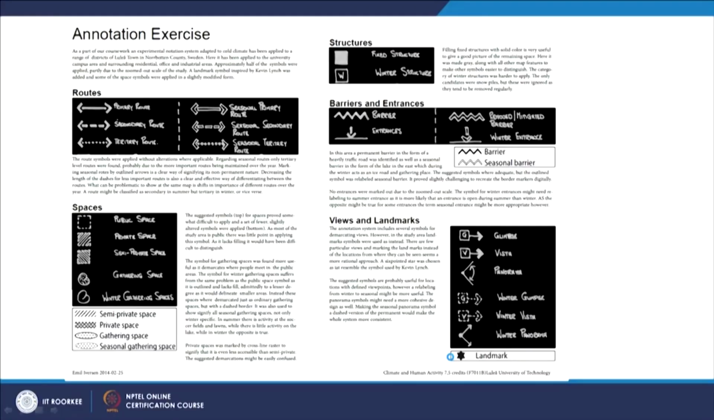So that is where he started talking about the annotation exercise, where he develops these seasonal variations: how a primary route becomes a seasonal route, how public space and private space, views and landmarks, and barriers work, and how a barrier could be a mitigated barrier, and how we can talk not only about the summer entrance, but also the winter entrance.